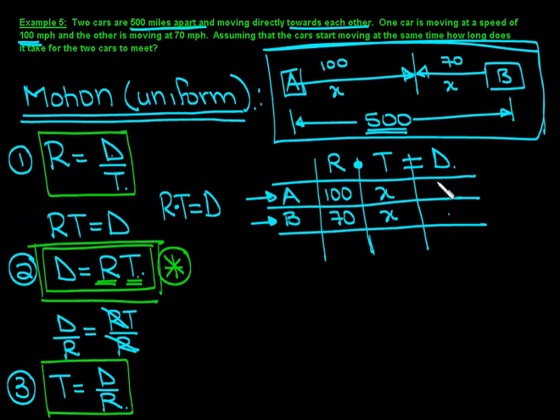The distance now is easy. How do you find the distance that car A traveled? All you do is multiply the rate of car A times how long it was traveling. So it'll be 100x. The distance that car B traveled would be 70x. So the distance column is really always easy to find.